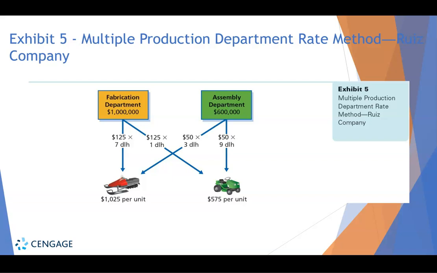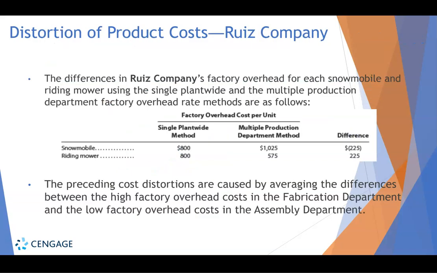This slide shows that the fabrication department factory overhead rate is $125 per direct labor hour and the assembly department rate is $50 per direct labor hour. So since the snowmobile uses more fabrication department direct labor hours than the riding lawnmower does, the total overhead allocated to each snowmobile is about $450 greater than the amount that's allocated to each riding lawnmower. If we use the single plant-wide rate, then it's assumed all factory overhead is directly related to a single allocation rate for the whole plant. And in this scenario, it's not realistic for Ruiz, because if we use that single plant-wide rate, it really distorts the product costs of the snowmobiles and of the riding lawnmowers.